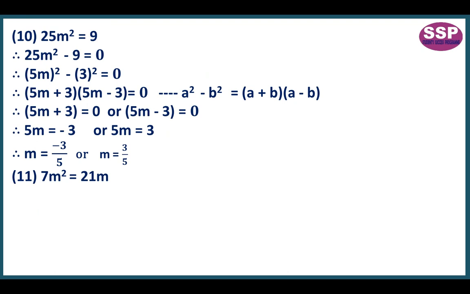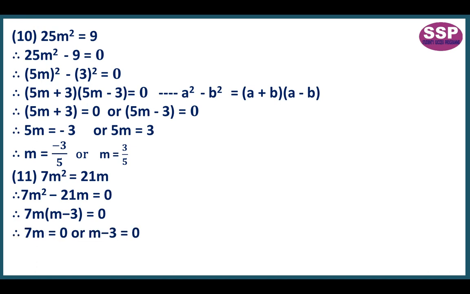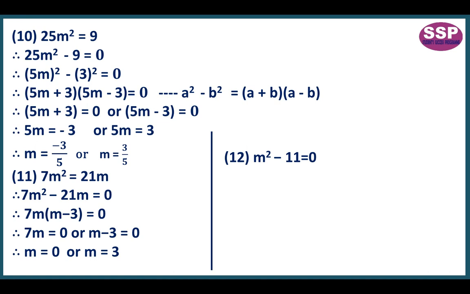Now rearranging the equation, we get 7m square minus 21m is equal to 0. Now taking 7m as common, 7m into bracket m minus 3 equal to 0. Therefore 7m is equal to 0 or m minus 3 equal to 0. Therefore m is equal to 0 upon 7 is 0 or m is equal to 3. Okay. Now next problem, m square minus 11 equal to 0.